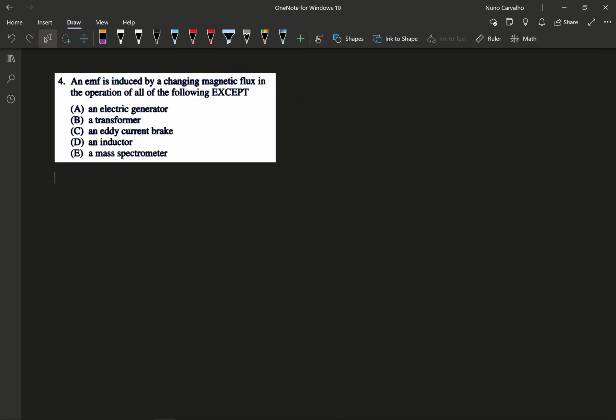Number four is a perhaps unusual question for an AP Physics exam, but we're told that an EMF is induced by a changing magnetic flux in the operation of all the following except. Then we're given these 5 machines, and you might be thinking, how am I supposed to know all these things? Well, maybe you don't have to. From these, I can say that you should probably know these last two at least, an inductor and a mass spectrometer.